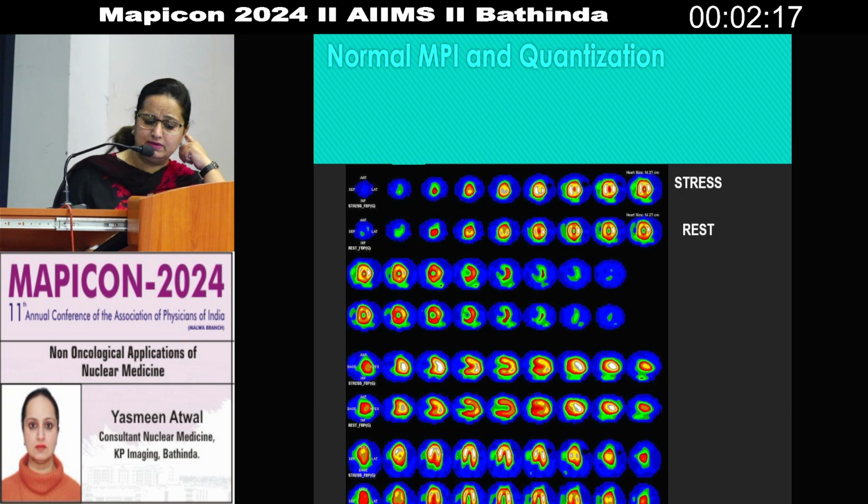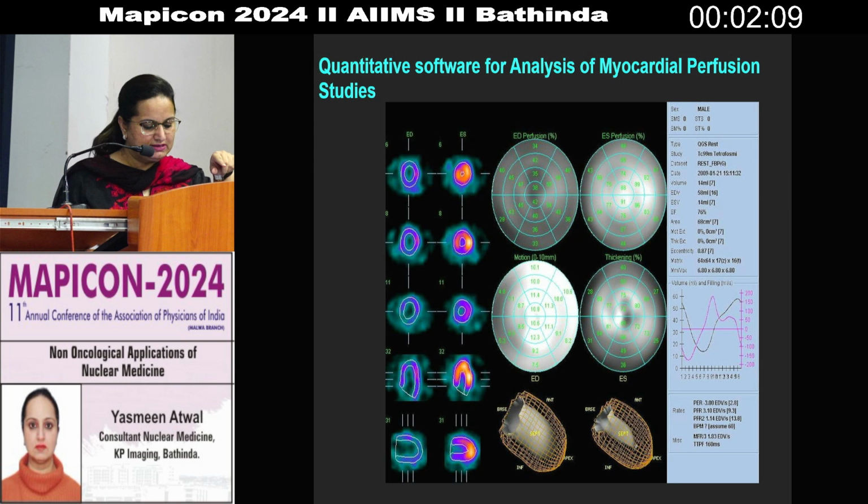So this is how a normal one would look like. If we see the first two, it looks like a complete donut. Nothing is missing from the circle. But here is the polar map that we create, a 20 segment polar map. It divides into 3 territories, LAD, LCX and RCA. That is how we segmentize it.